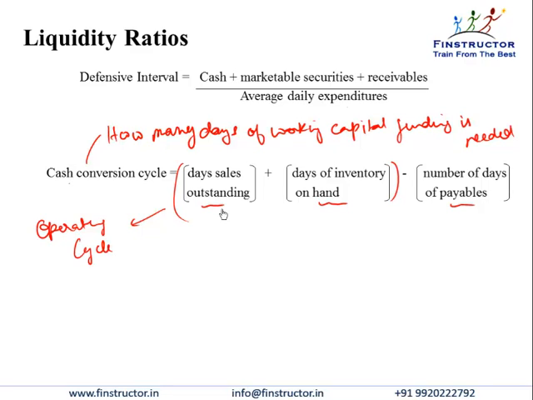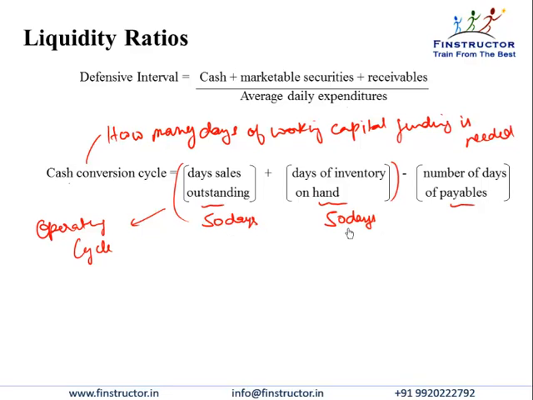representing that how many days do I keep my inventory before I'm able to sell it. So let's say this is 50 days, and after selling the inventory, after approximately how many days do I receive the cash. So let's say the days of sales outstanding are another 50 days.